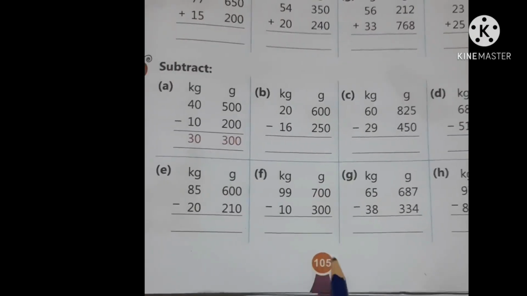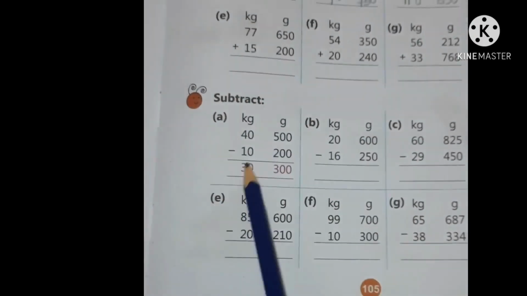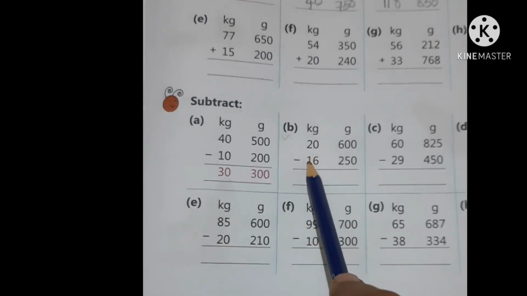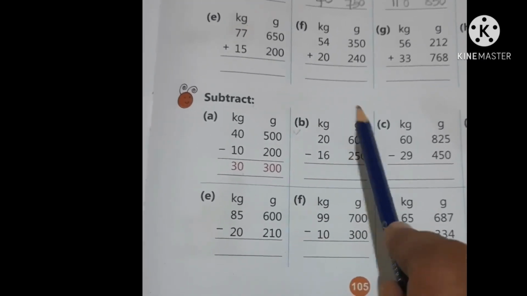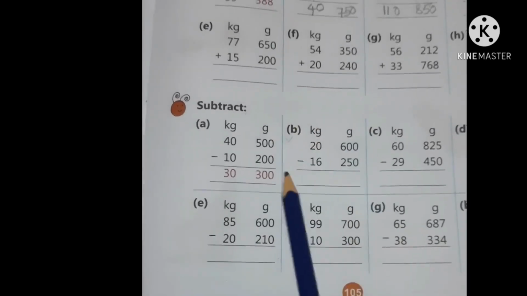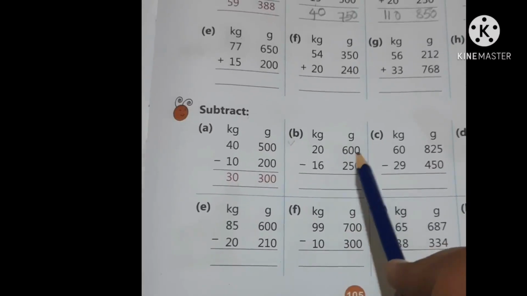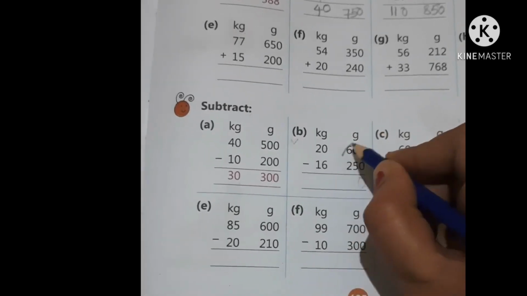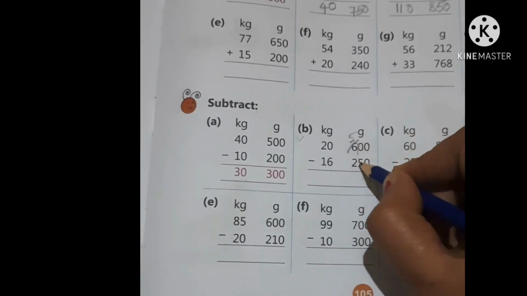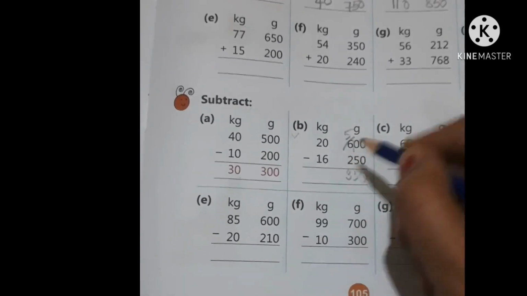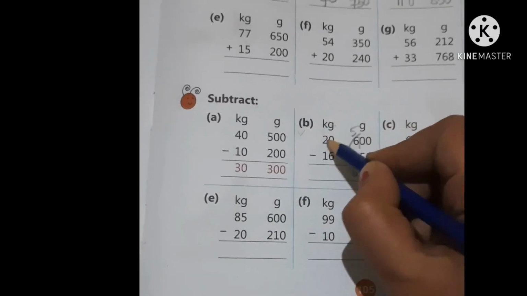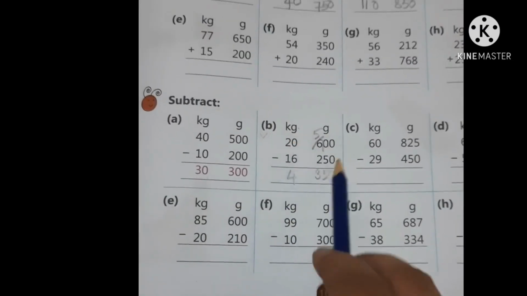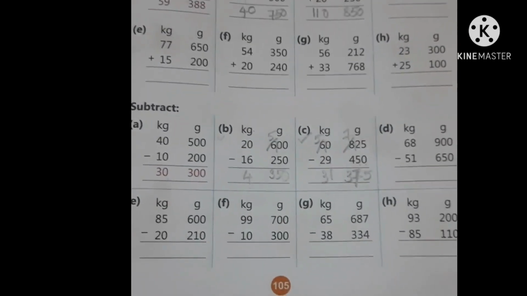Children, on page number 105, we are doing subtraction. Here, the first one is given for us. Now let us do question B. We are subtracting 16 kg 250 grams from 20 kg 600 grams. We should always subtract grams first. So 0 minus 0 is 0. 0 minus 5? No. We are going to borrow from 6. Now 10 minus 5 is 5. 5 minus 2 is 3. Now let us subtract the numbers under kg. 20 minus 16 is 4. So the difference is 4 kg 350 grams. In the same way, complete the remaining problems.